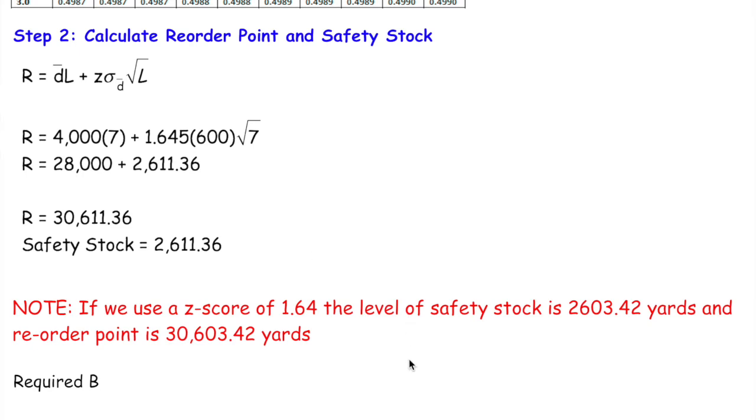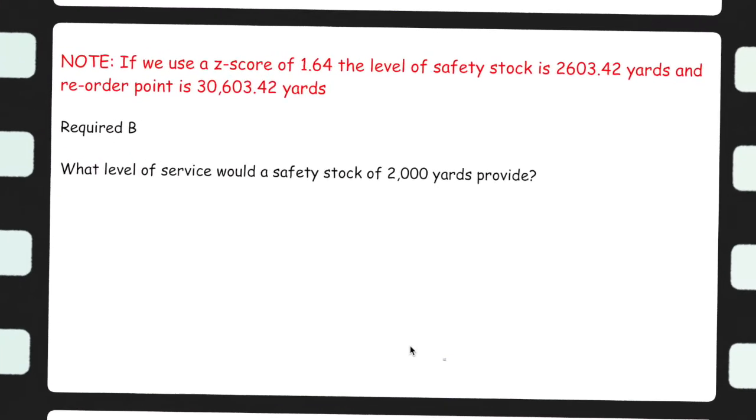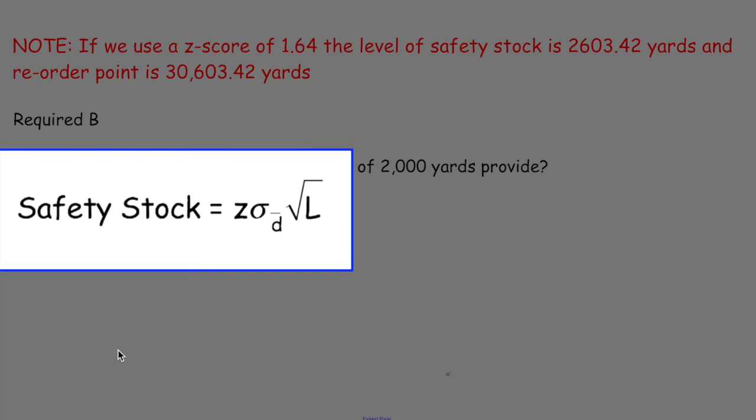I hope that helps. And now let's move on to part B of this question. Let's have a look at what it says here. It says, what level of service would a safety stock of 2,000 yards provide? This time we're doing things in reverse. They've given us the safety stock, and our goal now is to figure out what the service level would be. I remind you that safety stock is simply the latter half of the single period equation.